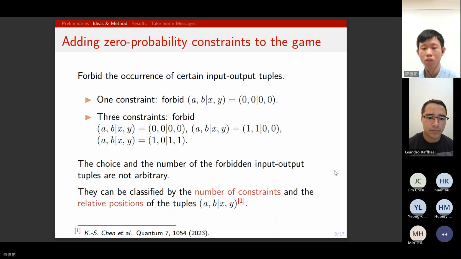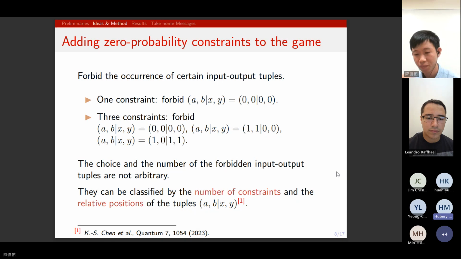So we really do the computation for all the cases and see which one is better. In my result, I show the best one of the cases with the same number of constraints. I see.